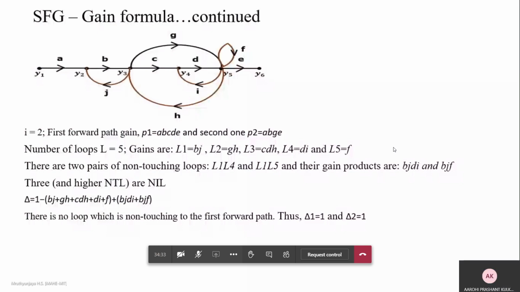Sir, if in the non-touching loop pair one of them should be eliminated, then do we eliminate the whole non-touching pair product also? Yes, we are eliminating the product. So that term will also be eliminated. Yes, obviously. If any one node is touched, eliminate it.